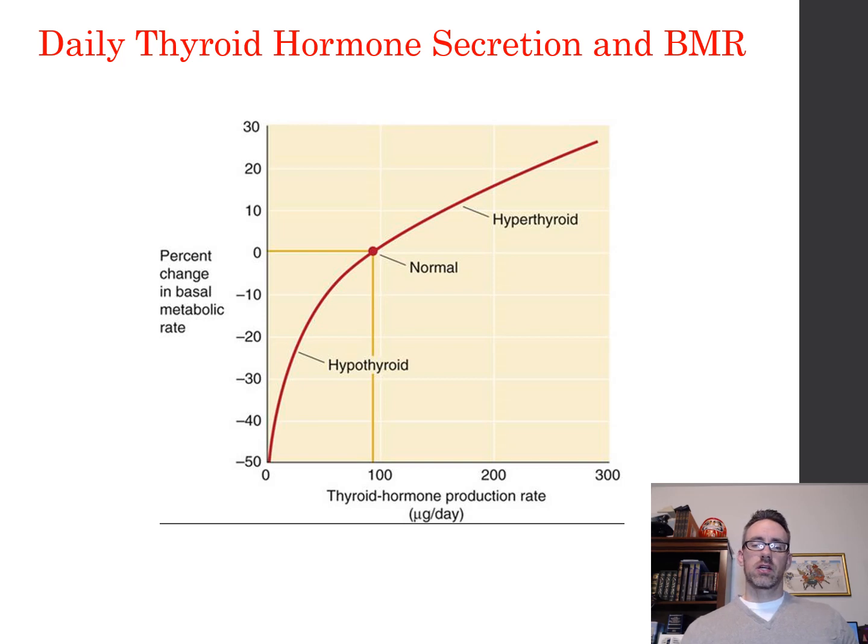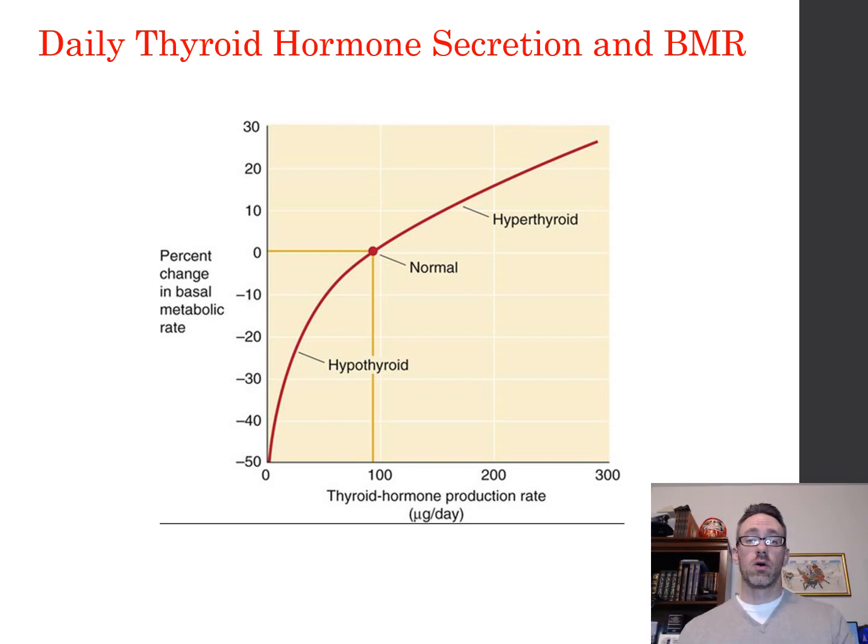And you'll notice the curve is not exactly linear, because if the thyroid hormone production rate decreases, let's say the basal metabolic rate goes down 10%, that's a decrease of about 100 micrograms to about 50 micrograms or so. If we increase the thyroid hormone production rate by 50 micrograms, to about 150 micrograms, that'll increase our basal metabolic rate about 10%. So there's a range, whether we drop 50 micrograms or increase 50 micrograms. Within that range, we're either increasing or decreasing our basal metabolic rate by about 10%.